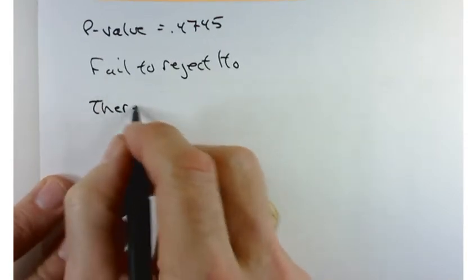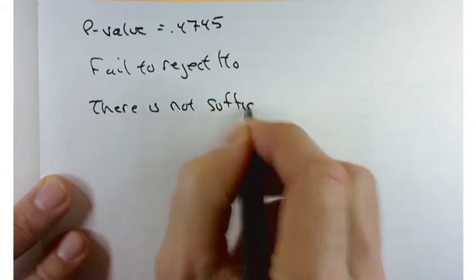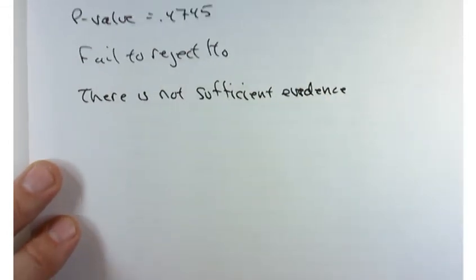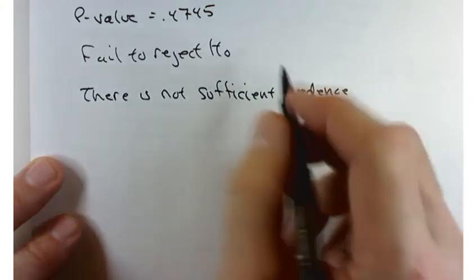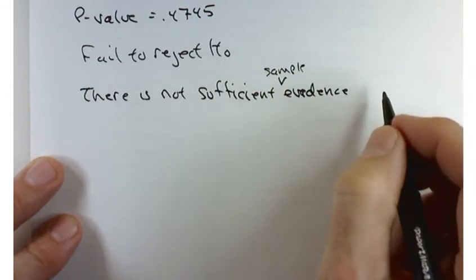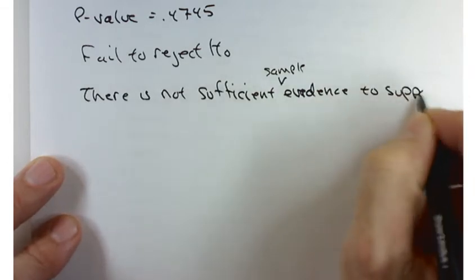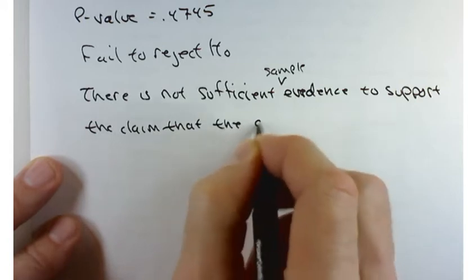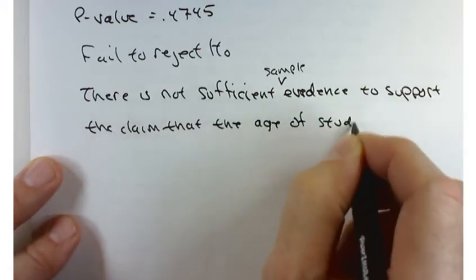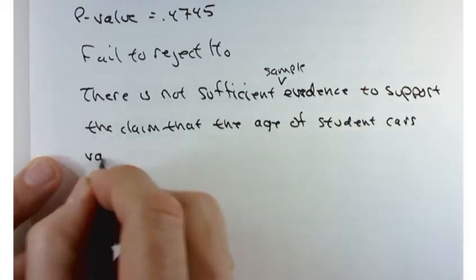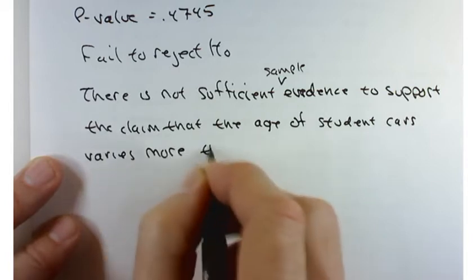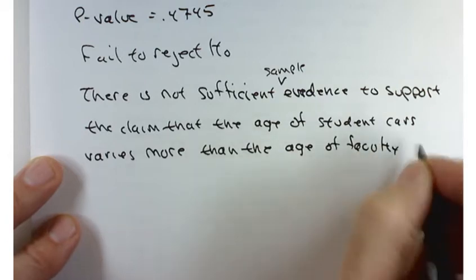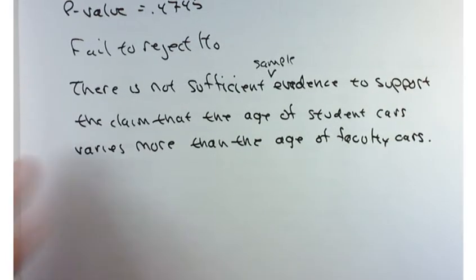So there's not sufficient sample evidence to support the claim that the age of student cars varies more than the age of faculty cars. Okay, looks good.